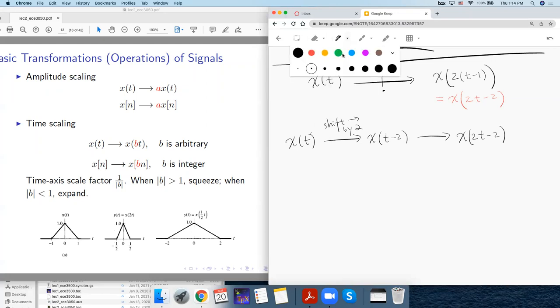So it will be more clear if we define this one. Let's call this signal y(t). I'm just redefining this signal. Now, how can I interpret this signal in terms of y? If y(t) is x(t minus 2), then what is x(2t minus 2) in terms of y? If you compare these two, the only difference is that t is being replaced by 2t, right? So this should be y(2t).